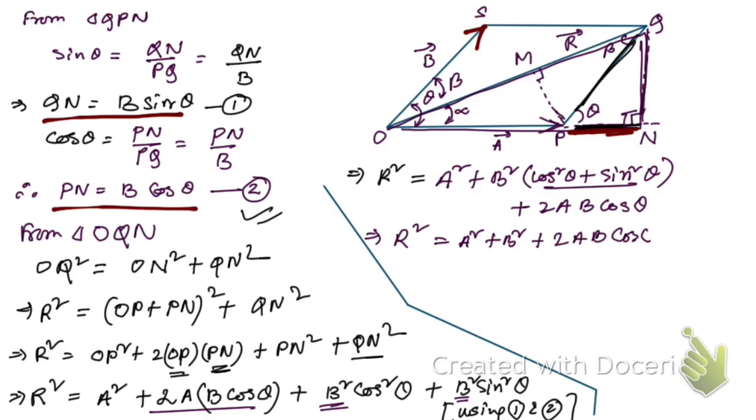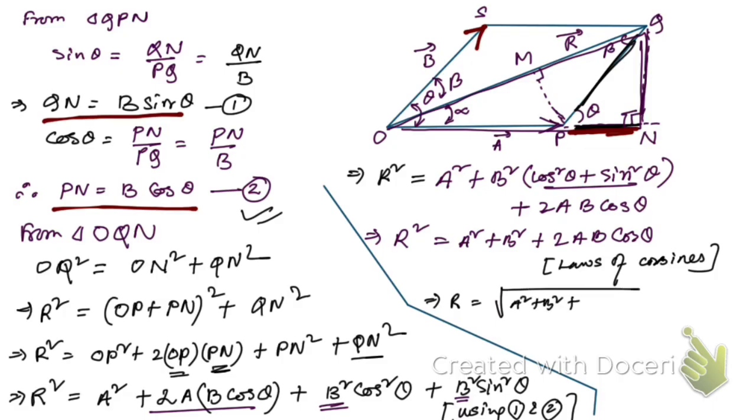So that means R square is equal to A square plus B square plus, since this becomes 1, 2AB cos theta. So this is the law of cosines, and this implies R is equal to root over A square plus B square plus 2AB cos theta. Taking the square root on both sides, that's what we have got. So this is the law of cosines we have already got.